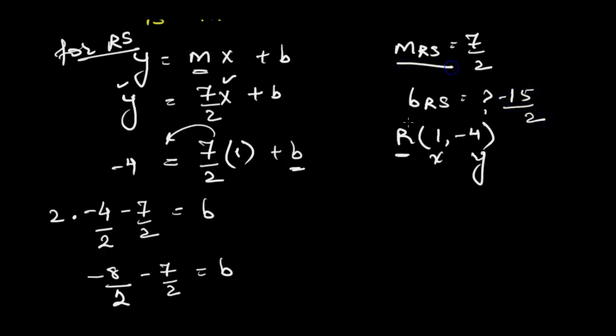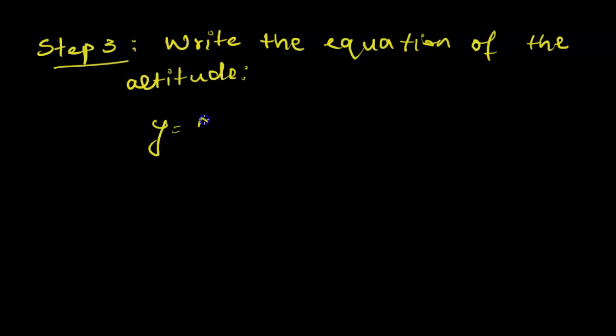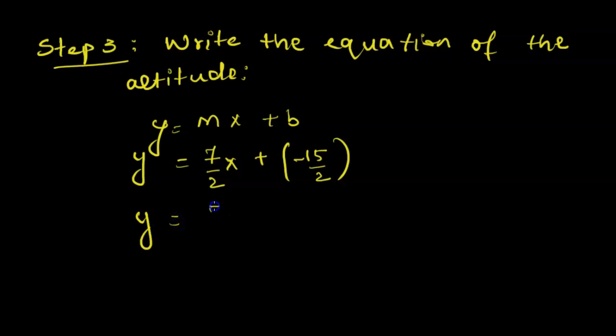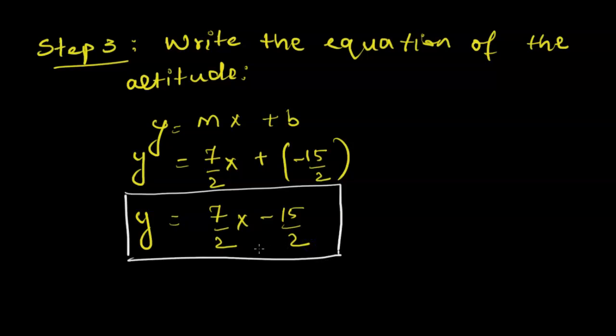Now, as we've got both the slope and the y-intercept for the line we're looking to write the equation for, we can write our final step, and that is to write the equation of the altitude. y equals mx plus b, where m is 7 over 2 and b that we just found is negative 15 over 2. Finally, we are left with y equals 7 over 2 x minus 15 over 2. And this is how we write the equation of an altitude given the vertices of a triangle.